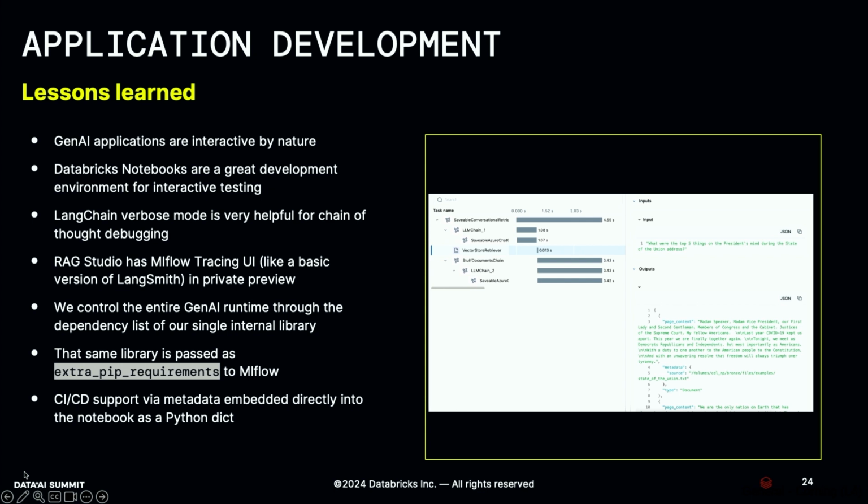Application development. Generative AI applications are interactive by nature, and they require an interactive development experience, especially when you're doing prompt engineering or agent engineering. You need to interact with it a lot when you're developing. So we found Databricks notebooks to be a perfect fit for such an interactive AI development experience, especially with the agent framework. There's an MLflow tracing UI, which runs directly inside your notebook. So it's a similar experience to LangSmith.